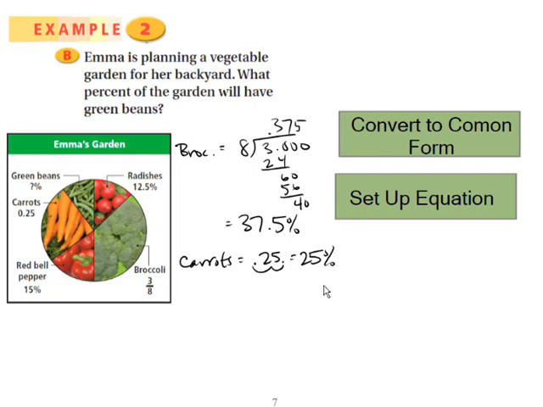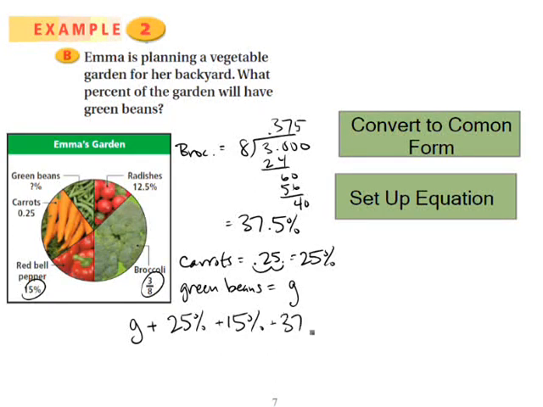So we can set up our equation, where G equals the percentage of the garden which is green beans, and that percentage plus all of the other percentages add together to equal 100%, the entire garden, the whole thing.